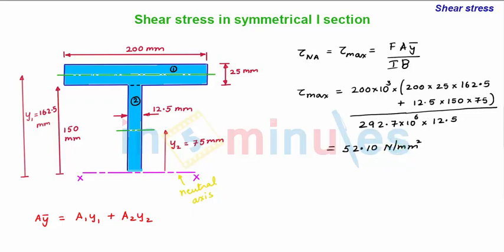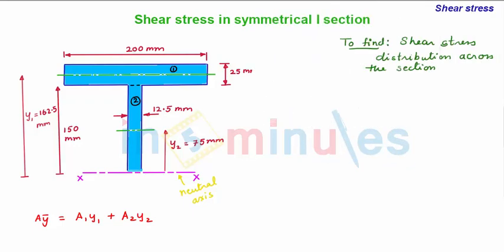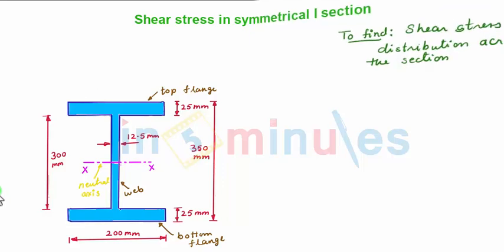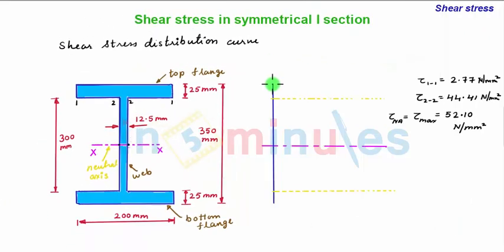Now, due to symmetry of this whole I section, the shear stress variation in the part of the cross section below the neutral axis will be the mirror image of the variation of shear stress in the part of the cross section above the neutral axis. So we can draw the shear stress variation curve as the shear stress at the two extreme layers of your I section will be 0.